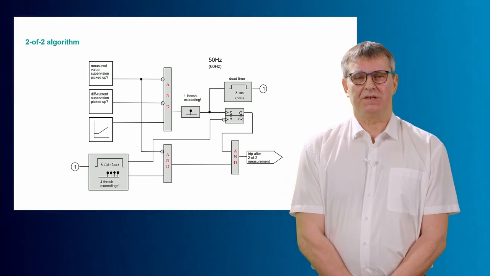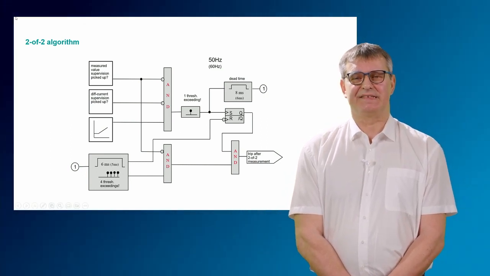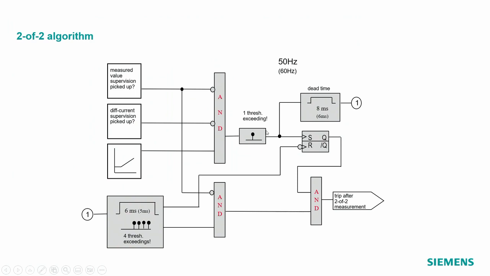Okay, one threshold exceeding is enough, and then the algorithm will start at that time. At that time of 8 milliseconds in a 50 Hz system, and 6 milliseconds in a 60 Hz system. Why is this 8 and 6? This time must be enough to be sure to be in the second half wave of the sinusoidal wave. So the 2 out of 2 algorithm has to ensure that we will trip only if we are in the tripping area for 2 succeeding half waves.